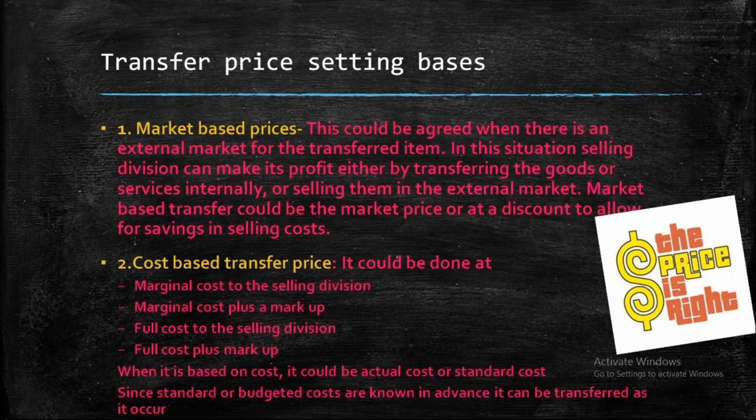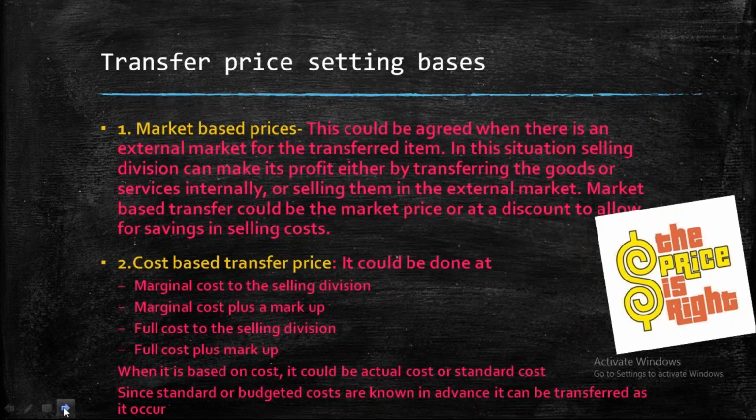Market-based is generally when there's an external market. Here we don't have an external market. The film is produced exclusively for the finance company, and therefore you can't sell it to an external market. So cost-based transfer pricing can be marginal cost to the selling division, marginal cost plus a markup, full cost to the selling division, or full cost plus markup. Here it will have to be full cost, because the production is only for one particular film. There are no 100 films being produced. So every cost must be recovered in the production company because they have only one film and that's it. So the marginal cost will not apply here.